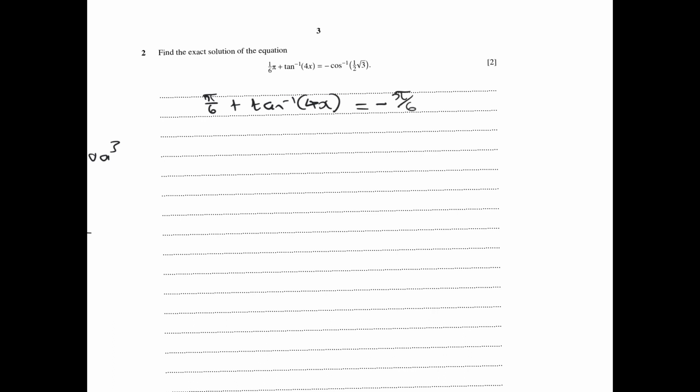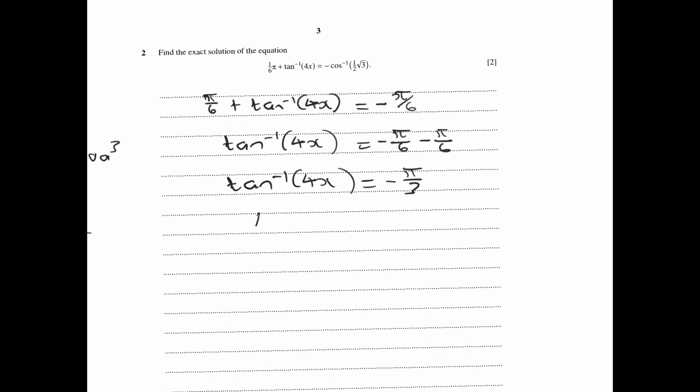So then we can take this one here to this side. So what are we going to have? We are going to have inverse of tan of 4x is equal to negative pi over 6 minus pi over 6. Okay, so if we simplify that, we are going to get negative pi over 3. All right, so we have inverse of tan of 4x. Now for us to solve for 4x, the tan comes this side. We are going to have tan of negative pi over 3. That's what we are going to have.